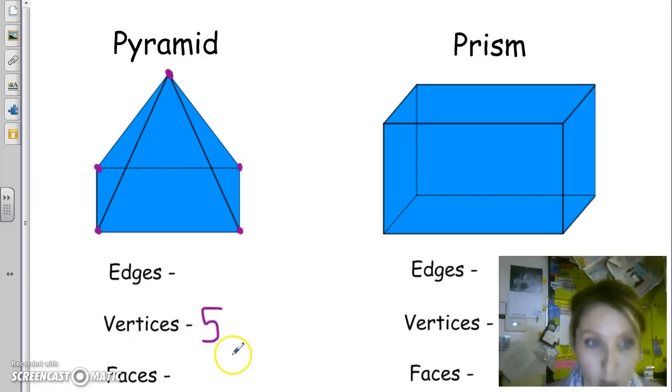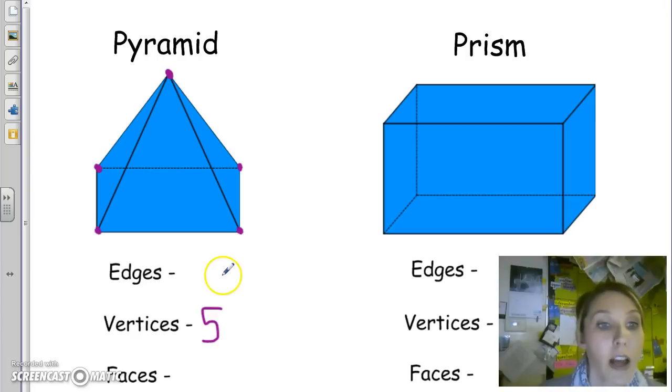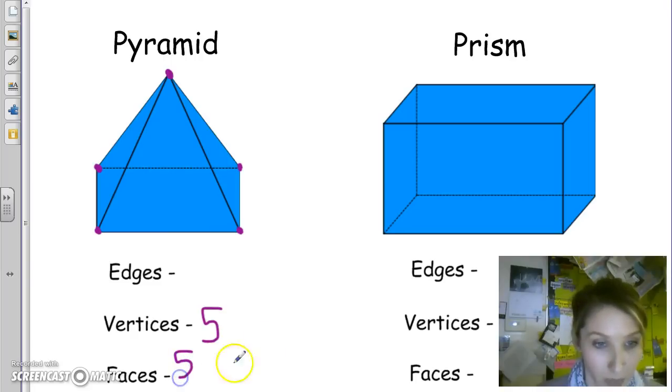Now remember how I was talking about faces, and the faces are the flat surfaces that you can run your hand down. We've got 1 face in the front here, 2 right there, 3 over here, and then we can't forget that 1 behind there. So that's 4. But remember how I also said that a base is a face as well. So 1, 2, 3, 4, and then 5. So I'm going to write down the number 5 here as well.